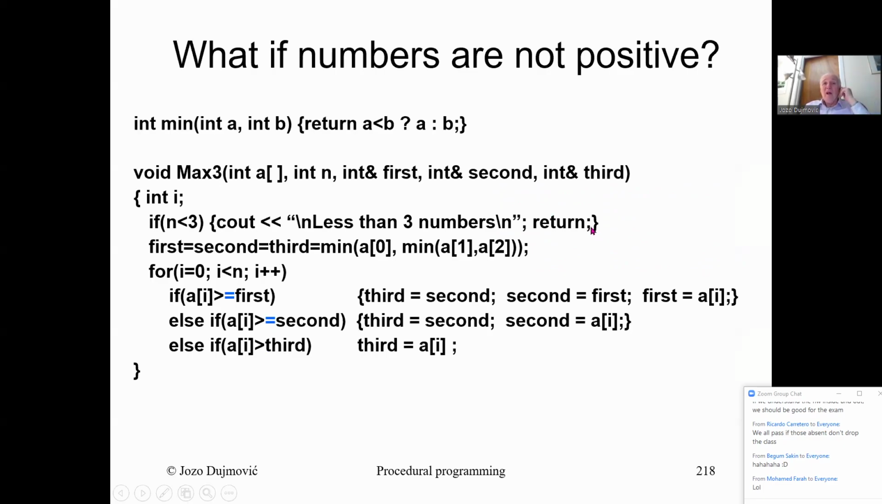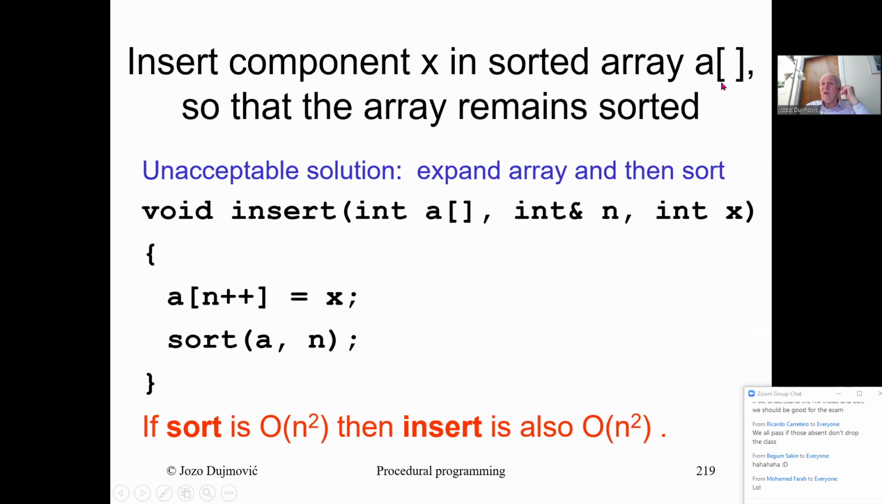Another example: insert component X in sorted array A. This is part of insert sort. So you have a sorted array, and you have value X that you want to insert somewhere inside that array. So what we have is integer array A, and this array has n components. So you put here n as an initial value. Then you have to insert this X in that array. After that, this n is going to be n plus 1, it should be incremented, okay?